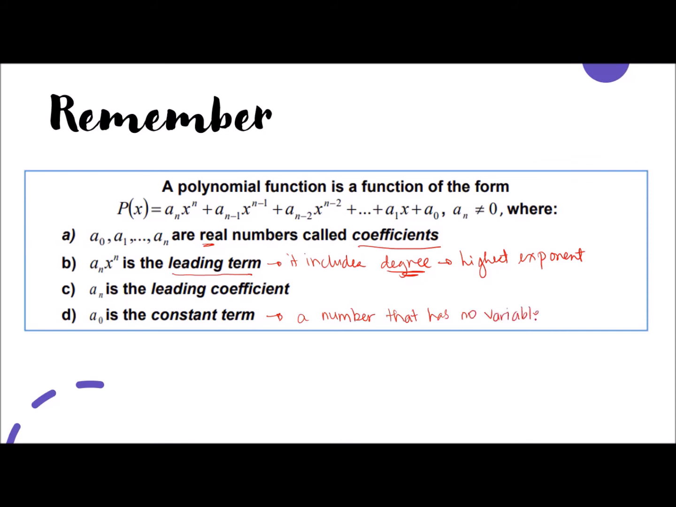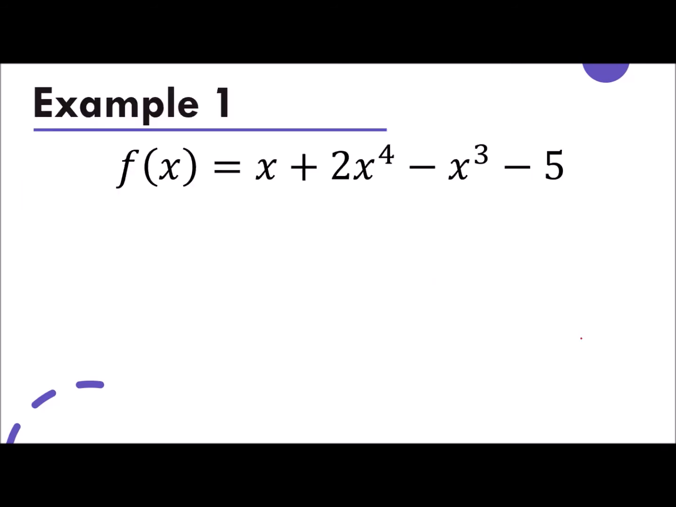So these are the key words na ating dapat matutunan. Okay, so I hope it is clear. Let us use these examples to make it more clear to you. So first one is we have here f of x is equal to x plus 2x to the fourth minus x cubed minus 5. Let us write this first in the standard form before we identify the different parts of it.